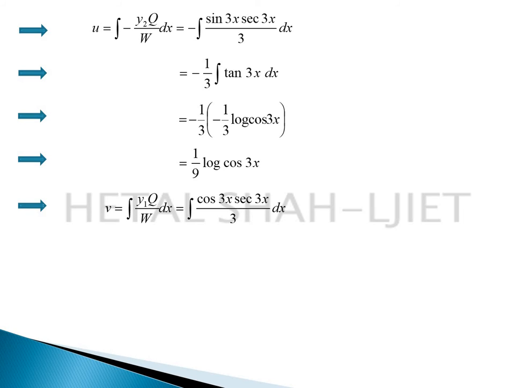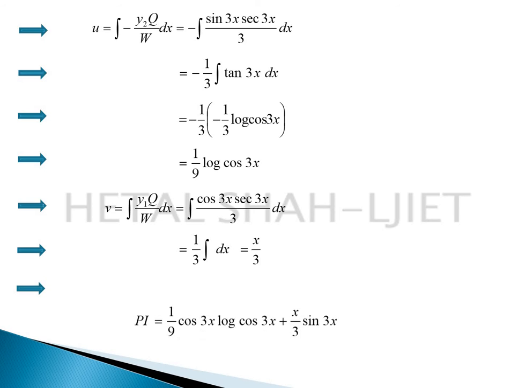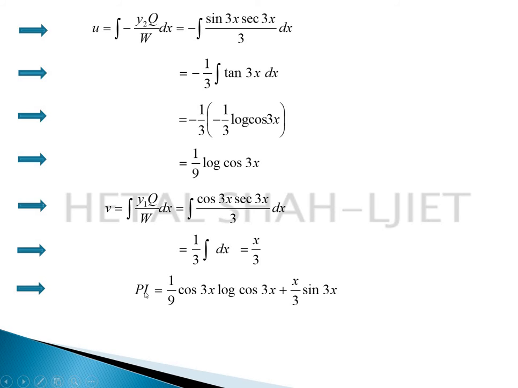Now find v, that is integral of y1 Q upon capital W. So that is cos 3x sec 3x upon 3. By simplifying, we get the integration of dx, that is just x, so x by 3. Substitute these values in the equation of the particular integral. So the particular integral is u y1 plus v y2. Your u is 1 by 9 log cos 3x, y1 is cos 3x, plus v is x by 3 into y2, that is sin 3x.